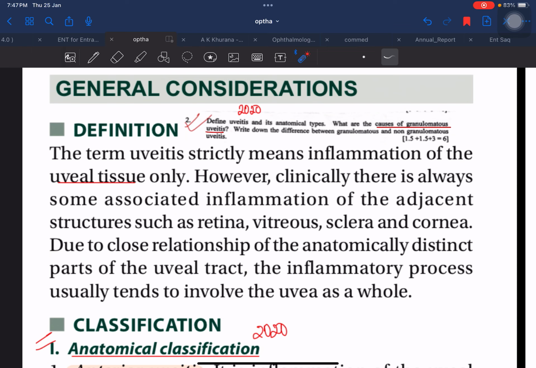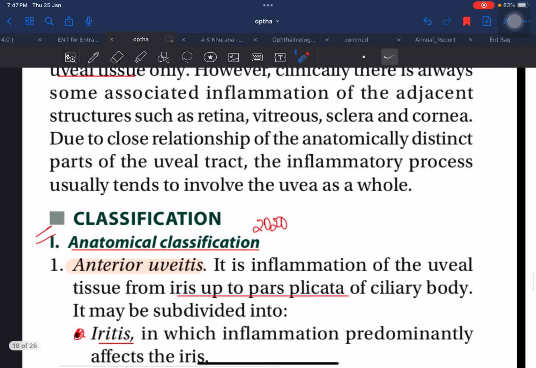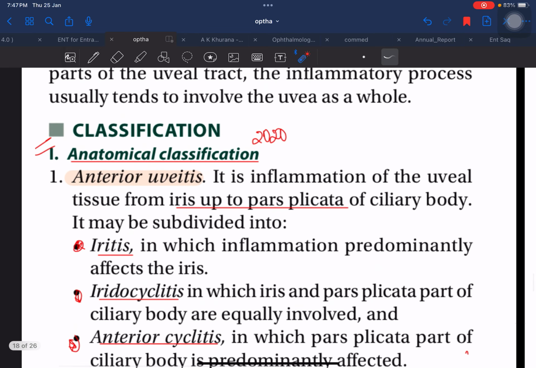In brief, uveitis is simply the inflammation of uveal tissues, which include our iris, ciliary body, and choroid. Along with these structures, the adjacent closely related structures are also involved sometimes. Now talking about its classification, the anatomical classification is a favorite. It is asked time and again. It was asked in 2020 also.